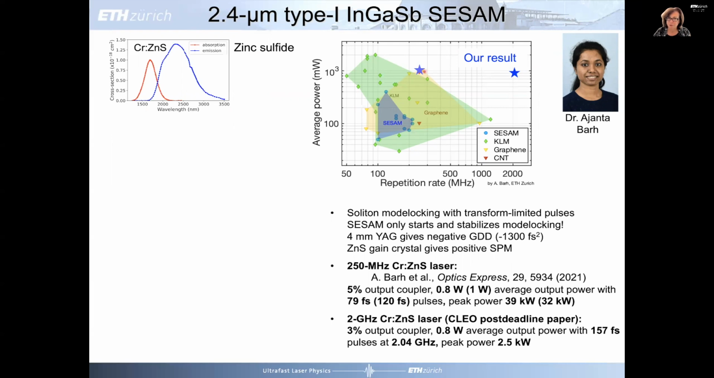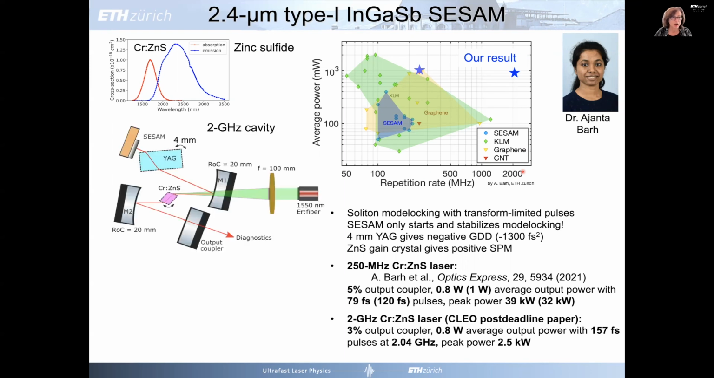Our results with the improved SESAMs that we did with a 2.4 micrometer type 1 SESAM are shown here. So this is at about 250 megahertz, and most recently also at 2 gigahertz, which just shows you what you can do if you invest in the proper development. This shows the cavity of the 2 gigahertz laser, where you have this SESAM, and then you use the YAG crystal for negative dispersion, and you have the self-phase modulation in the chromium zinc sulfide.